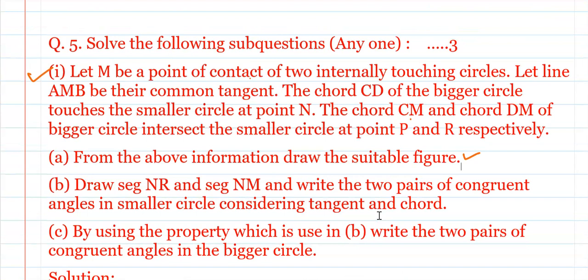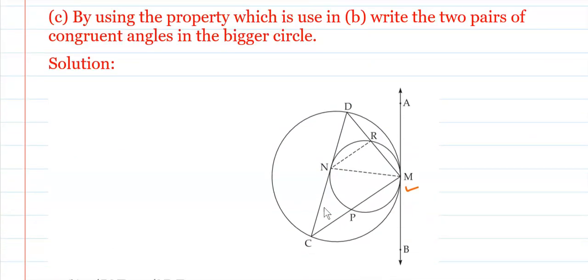Next, draw segment NR and segment NM, and write the two pairs of congruent angles in the smaller circle considering the tangent chord property. Here, how is the tangent chord property applied? The angle DNR, or RND, is congruent to angle RMN. These two angles are congruent.